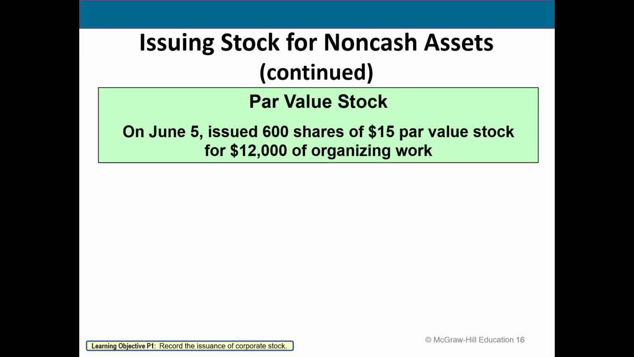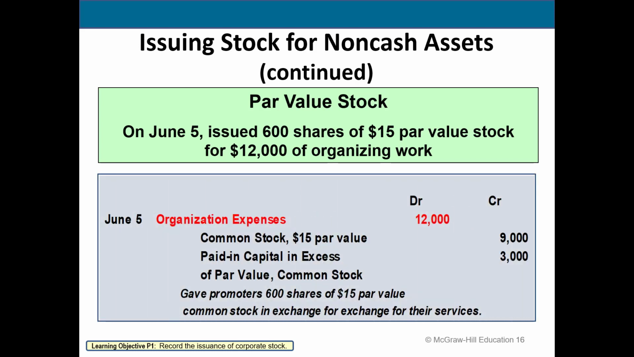If stock is issued in exchange for the work of the promoters of the organization, we debit an account called organization expenses, and their work was valued at $12,000. They received 600 shares of $15 par value stock. So that amount goes into the common stock par value account, and the excess goes into the paid-in capital in excess of par value account.